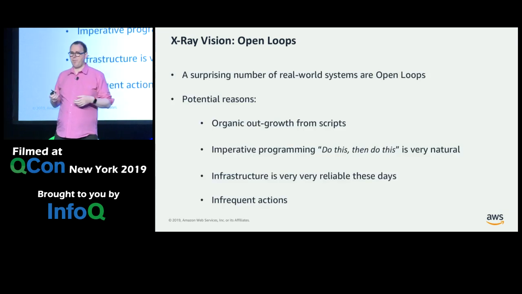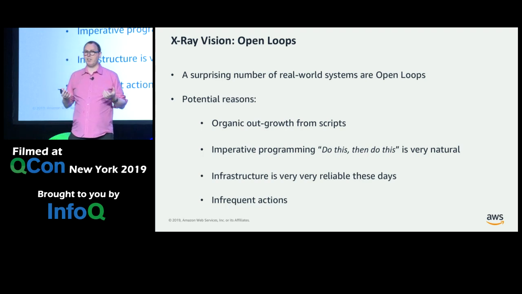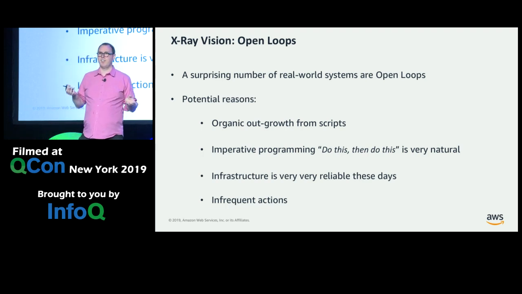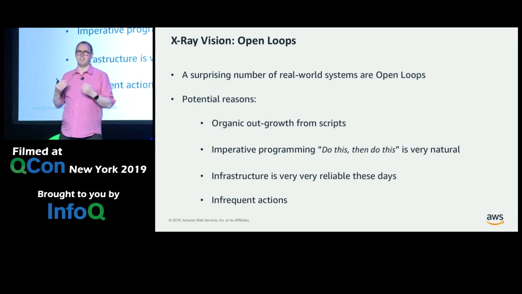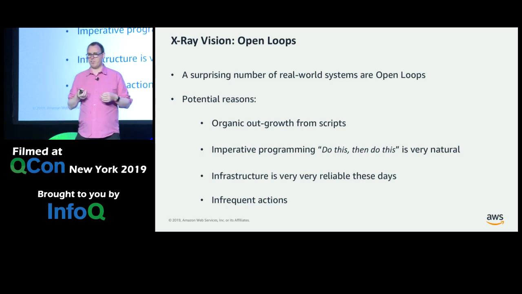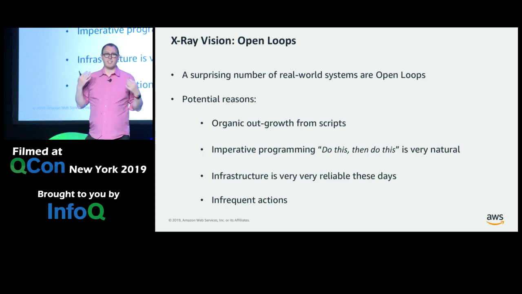And we've gotten really good at building reliable infrastructure, and in some ways, too good. It works so reliably, you just do it time after time after time, you never really notice, well, what if it failed one day? Something's going to go wrong, right? And that can creep into systems in very, very dangerous ways. And a surprising number of control systems are just like this. They're just open loops.